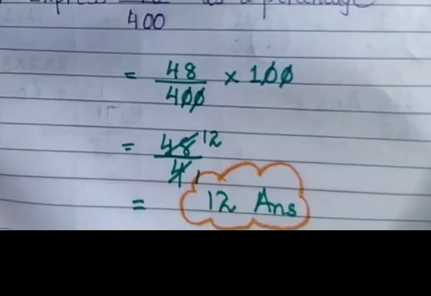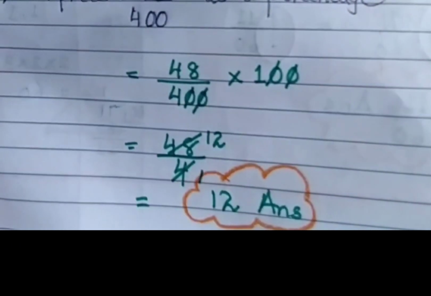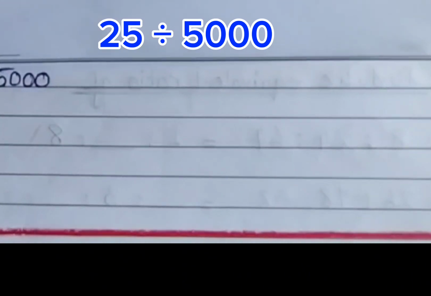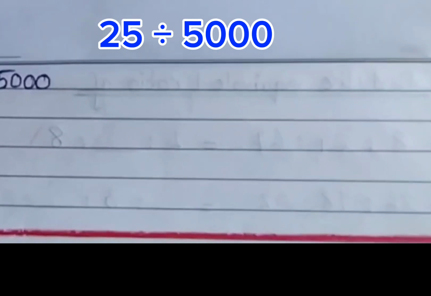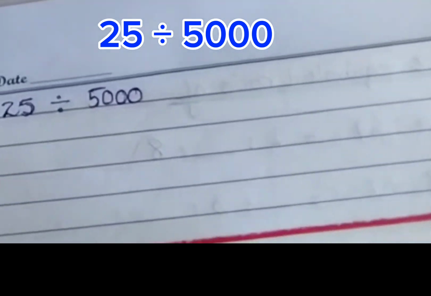Okay, just have a look at it and correct your mistakes. Have a look at this question now. 25 divided by 5000. It is simple. You just have to copy this number.